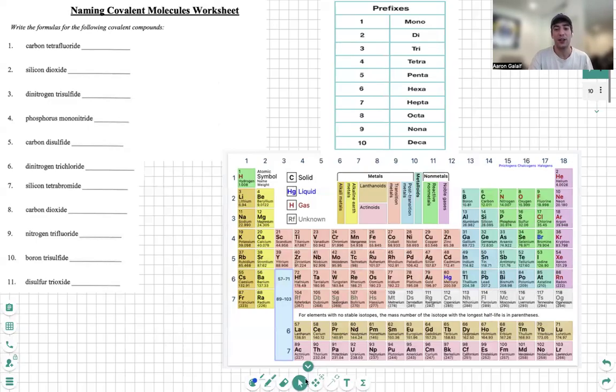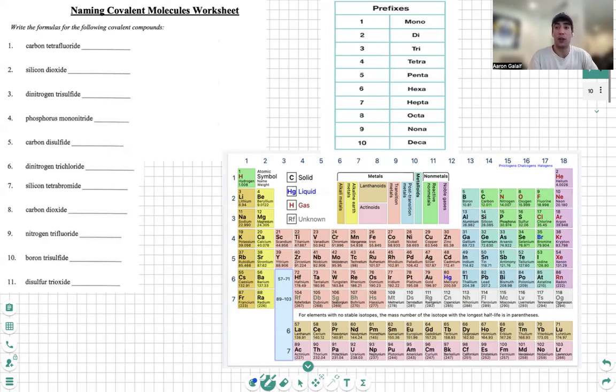Hello. In this video, we're going to go over naming covalent bonds. Specifically, we're going to be given the name of the compound, and then we're going to write the chemical formula for that compound. So that's going to be our goal here. And we're going to do that specifically with covalent bonds.